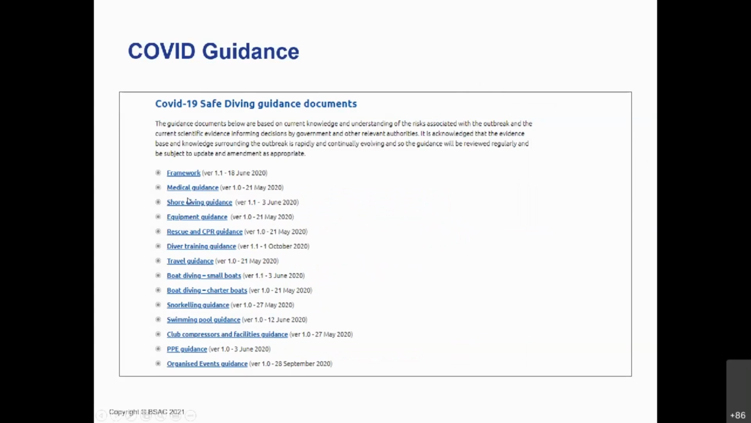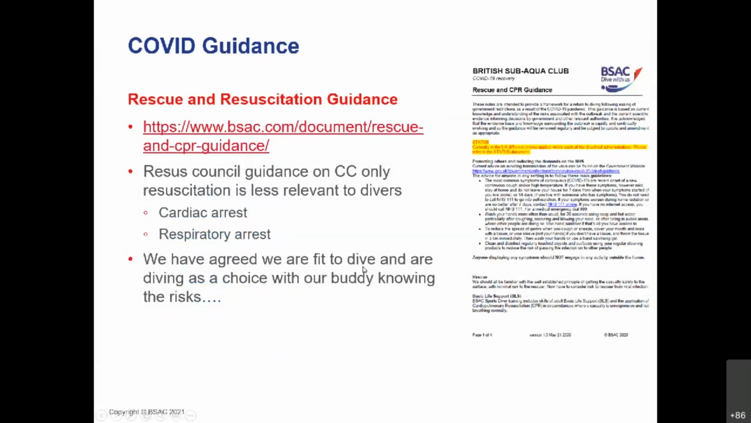There's a number of bits of guidance, because the very first thing that opened up was shore diving, and then small boats and large boats. So there's guidance on how we can safely do normal diving activities, how we can look after equipment, rescue and CPR, and how we can do diver training. All right, I'll just jump into that here. So the rescue and resuscitation guidance here is definitely worth a read.